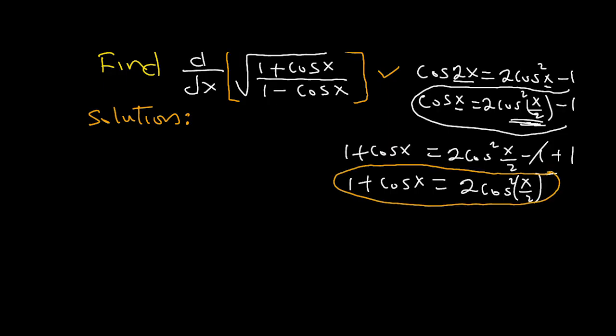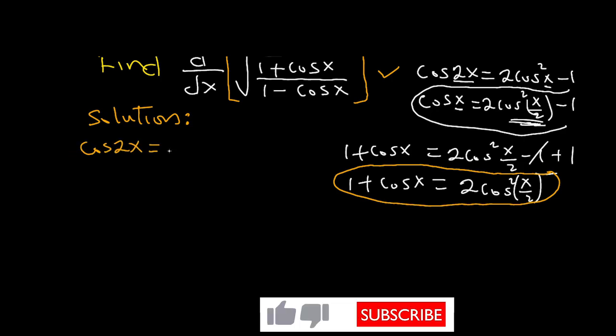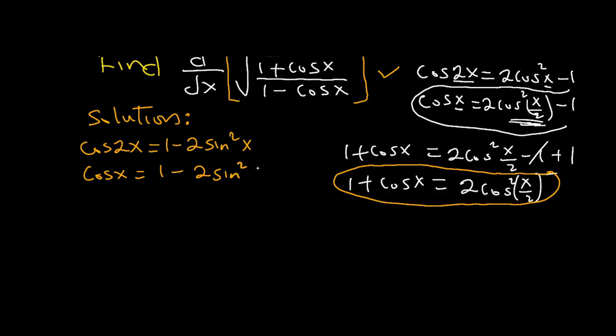Okay, let's do the second one, 1 minus cos x. We're going to use this identity also. We are aware that cos 2x is also equal to 1 minus 2 sine squared x. Let's go to the single angle. Cos x is equal to 1 minus 2 sine squared (x over 2). So then you can now go on to 1 minus cos x.